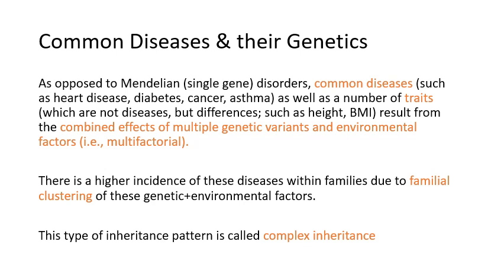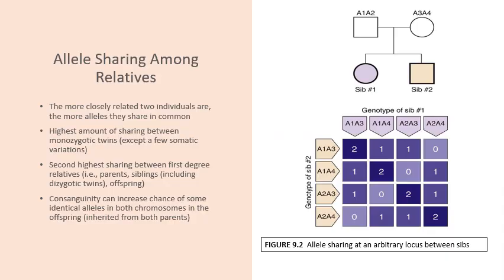There is a higher incidence of these diseases within families due to familial clustering of the genetic as well as the environmental factors. So many people within the same family would have similar type of genes that are distributed within that family. And people who are raised in the same family also have similar environmental factors. So this type of inheritance pattern is called complex inheritance. This is not Mendelian inheritance, this is complex inheritance.